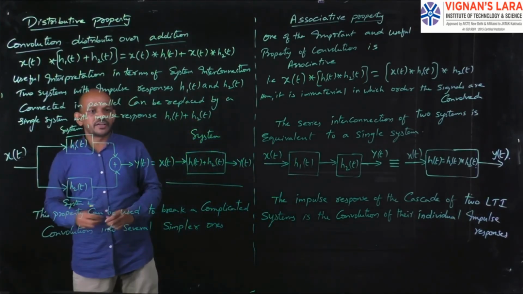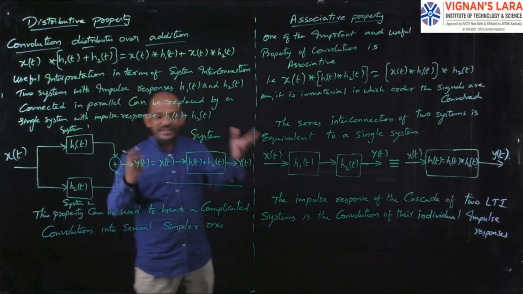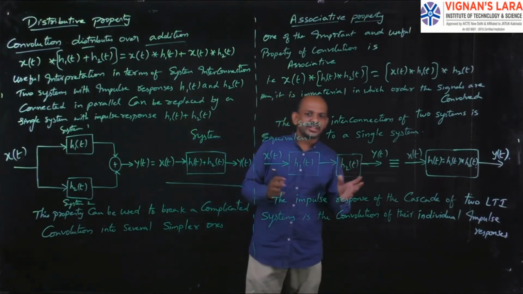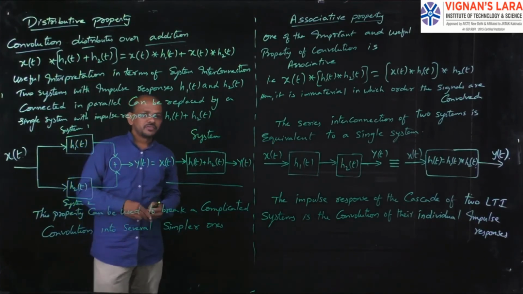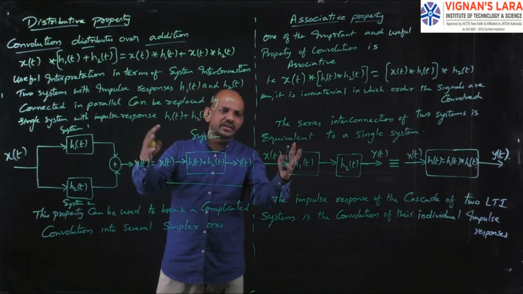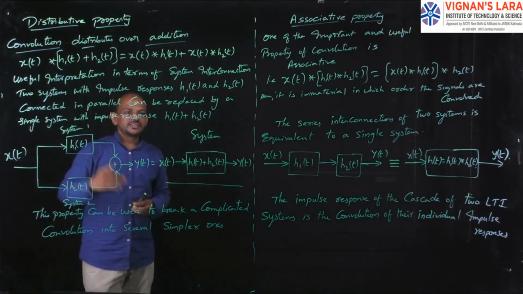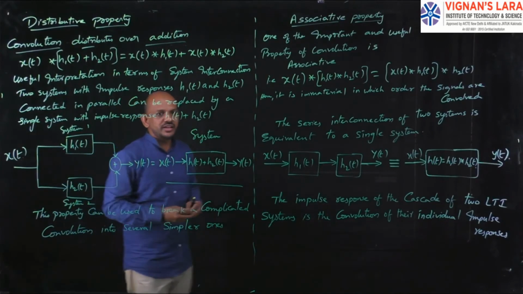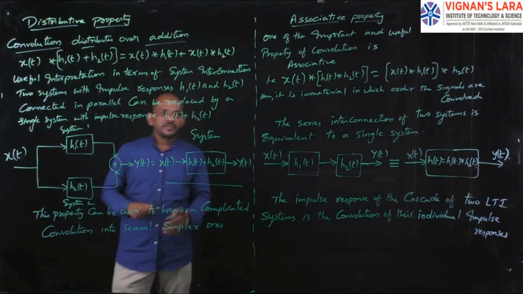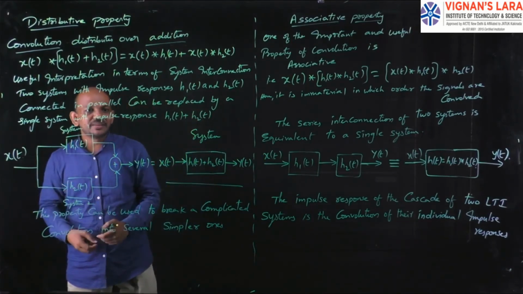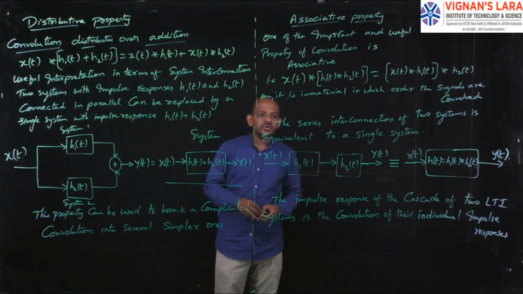So this property is used to break a complicated, bigger convolution into several simpler ones. So there is a complicated, large convolution, and I will make it into several simple parts. Then performing the convolution is very easy, and getting the output is also very easy. So the complicated convolution will be converted into several simpler ones. Okay, so this is simply about the distributive property.